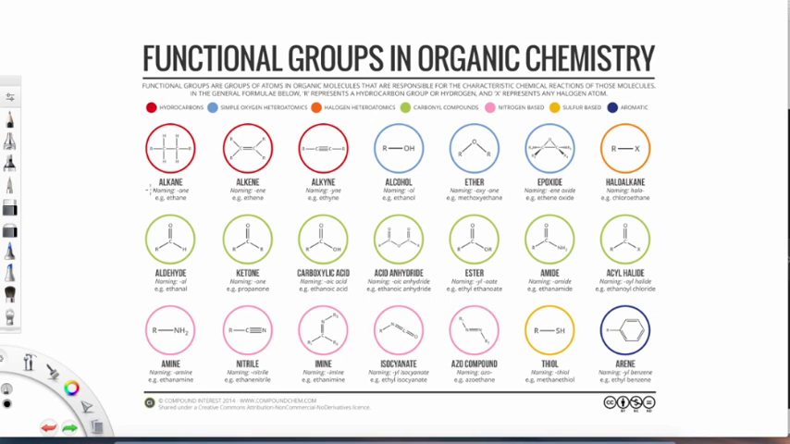And so the naming here is really important because it tells you how to name the different compounds. So for alkanes, they all end in -ane. For example, pentane, butane, ethane, etc. On the other hand, alkenes end with -ene, and alkynes end with -yne.